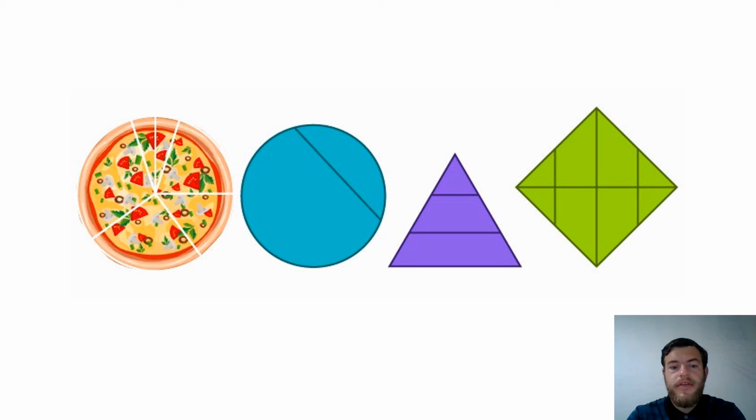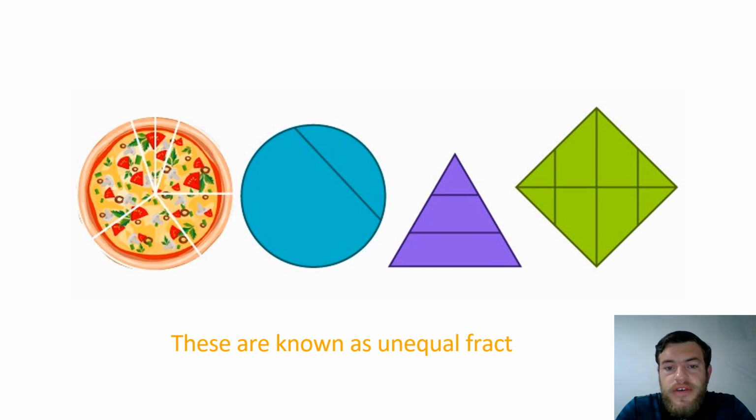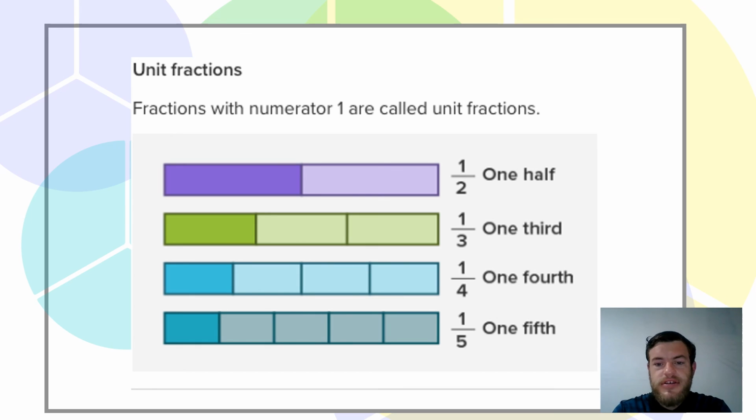As you can see on this screen, these are fractions that are unequal because the parts of the equal slicing are not the same. So therefore, we would call these ones unequal fractions. Let's look at the following fractions, where the numerator is 1. And what do we call these fractions?